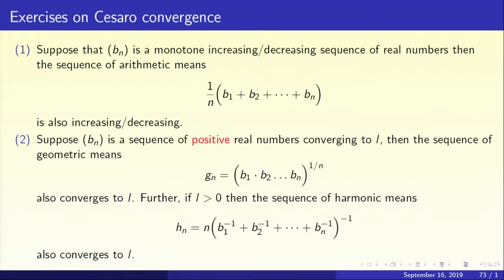So, what does the theorem say? The theorem says that if you have a sequence of positive real numbers which converges to L and L is also positive, then the harmonic means Hn also converge to L. Prove this fact. In fact, this will immediately follow from Cauchy's first limit theorem, because bn converges to L. So, bn inverse will converge to L inverse. So, the arithmetic means of bn inverse will also converge to L inverse. So, the harmonic mean will also converge to L. This last part immediately follows from Cauchy's first limit theorem.